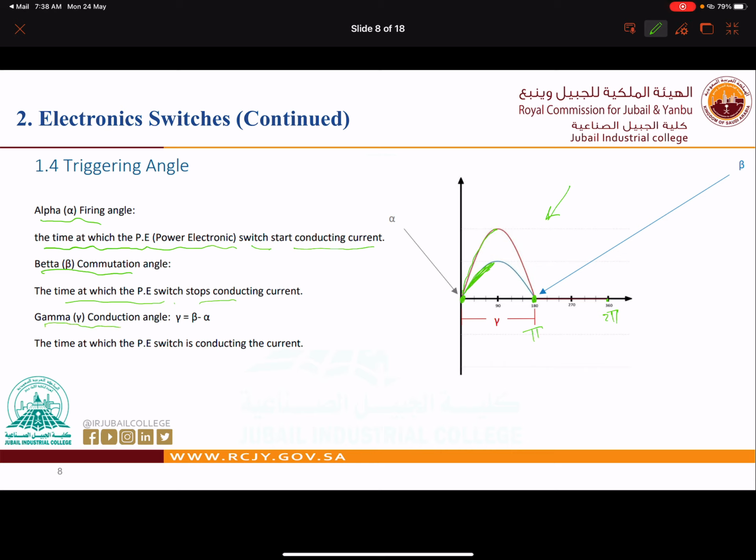Now gamma is basically the conduction angle, which is beta minus alpha. It is the time at which the power electronic switch is conducting the current. So the current is conducted from here up to here, right? So this is the gamma. Okay. Now this is just to remind you about the angles alpha, beta, and gamma in AC circuits.